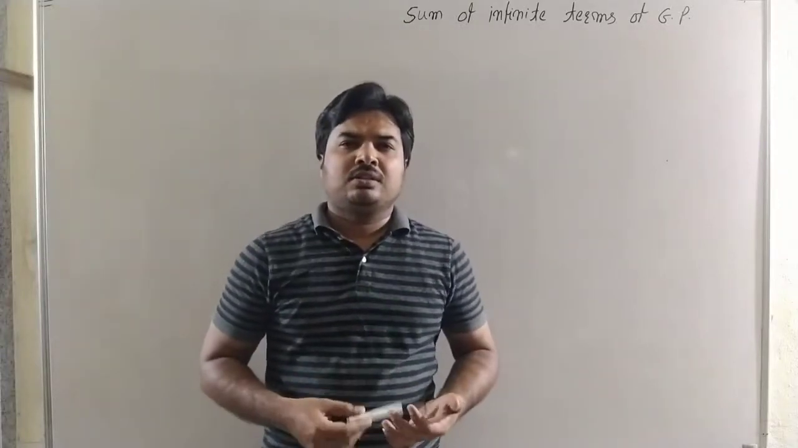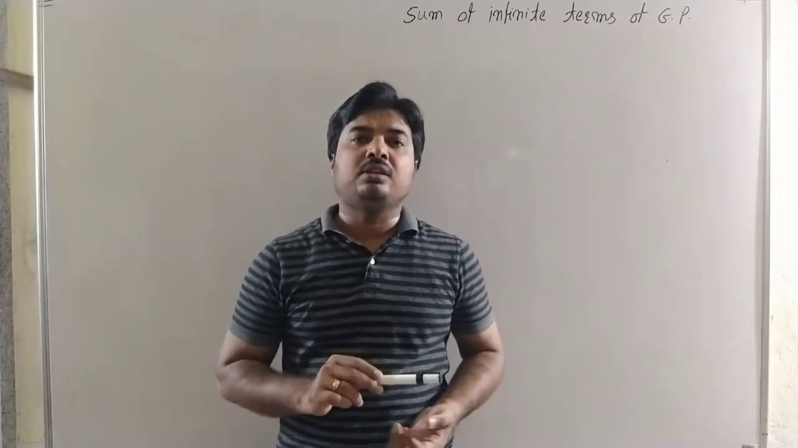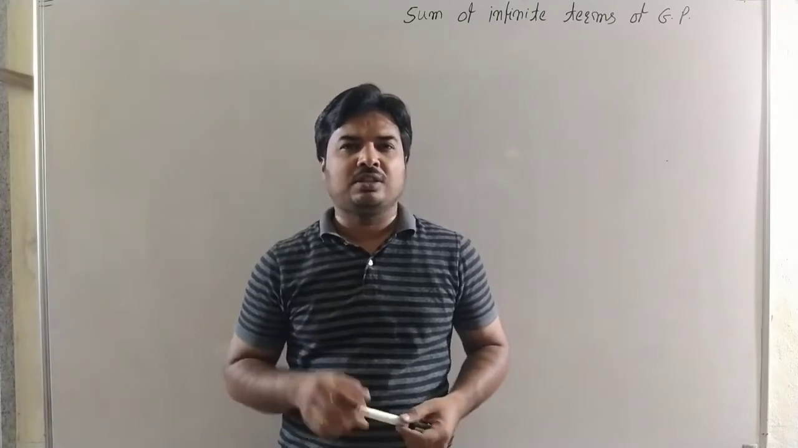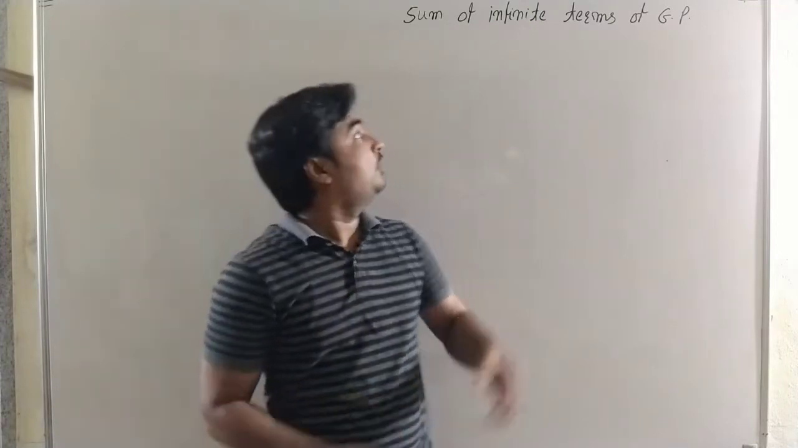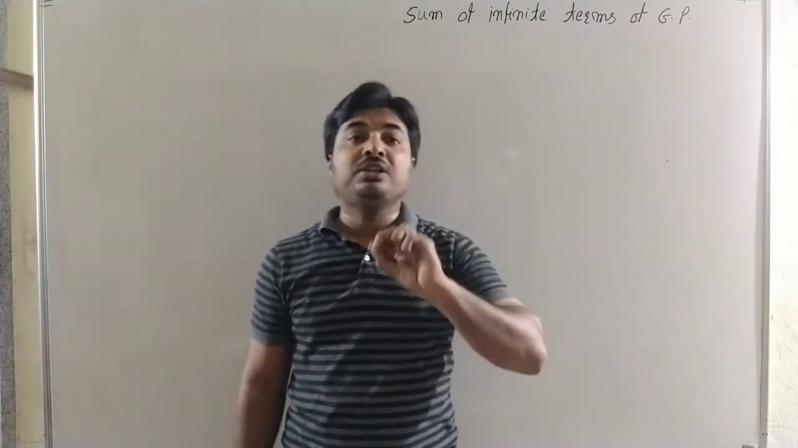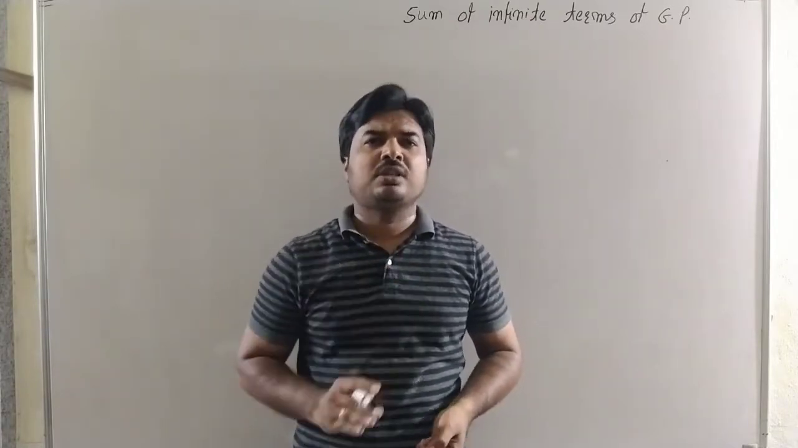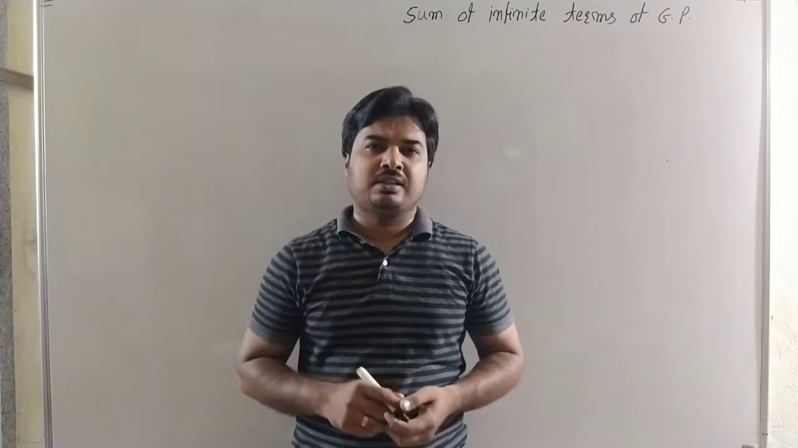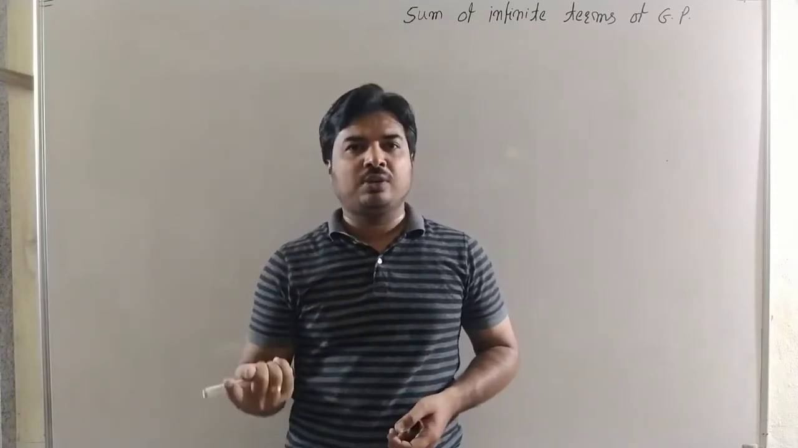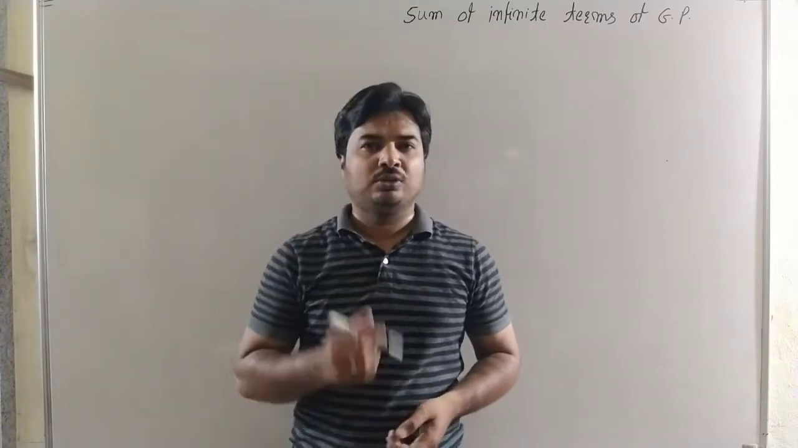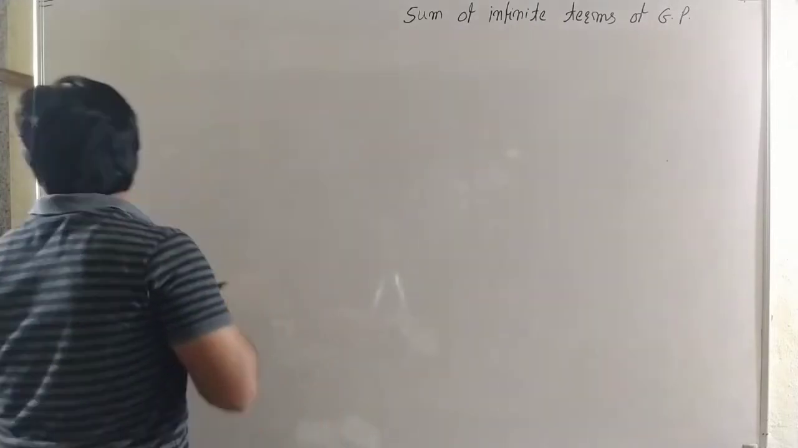In the previous lectures, we saw the sum of the first n terms in a geometric progression. Now, in this lecture, we see the sum of the infinite terms in a geometric progression. There are three cases: if the common ratio is less than 1, greater than 1, and equal to 1. So we use the formulas for the sum.